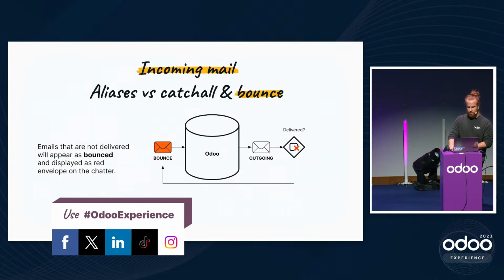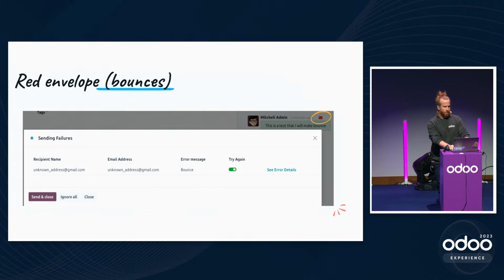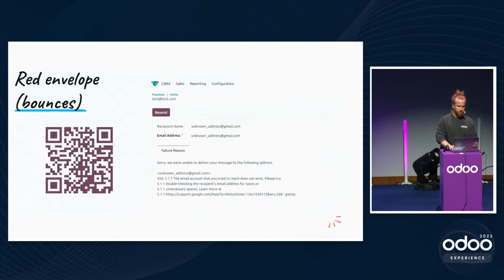And the last one is the bounce. If you send an email using your mail server, and it's not delivered to the final recipient, it will come back to Odoo and display a red envelope. I will come back to this one. About this red envelope, you probably have already seen it before. If you go on the chatter, you will see this red envelope. If you click on it, you will see a message saying that it bounced. It means that the message was not sent to the final recipient. If you click on see error details, you will have more information. We added this in 16.2, and if you want, you can have a look at the pull request by scanning the QR code.